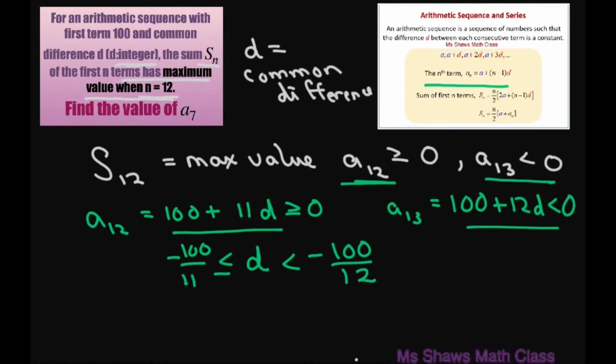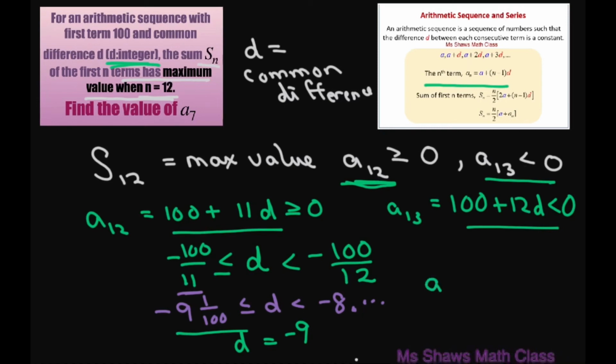Now, if I make these into decimals, this is going to give me negative 9 point something, and this would be negative 8 point something. So since d has to be an integer, that means d has to equal negative 9, because the sum has to be a maximum when n is 12.